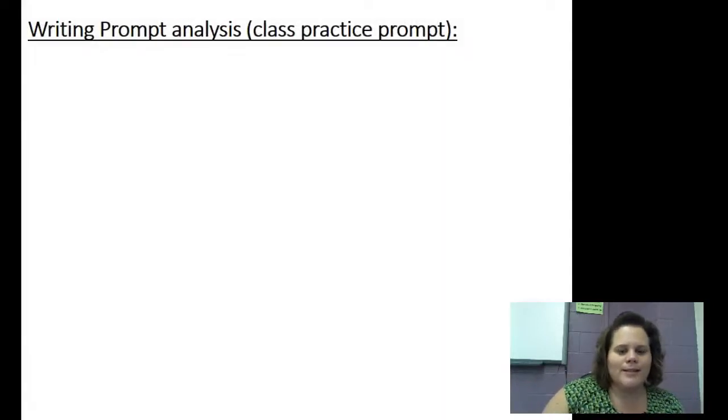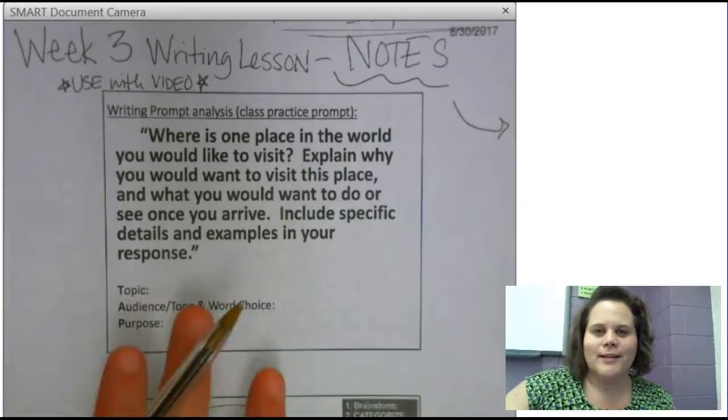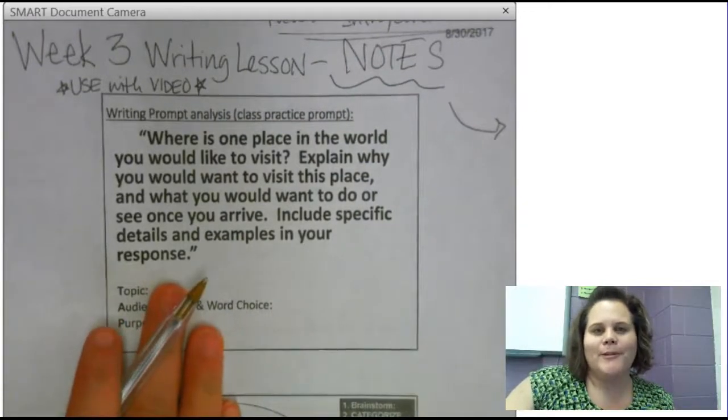So we're going to practice this. Find your note paper, and I'm going to switch gears real quick. Okay, so your screen should look a little different. You see the document camera paper, and this is the paper you need, and I'm going to be looking at the paper a lot. So follow along with me.